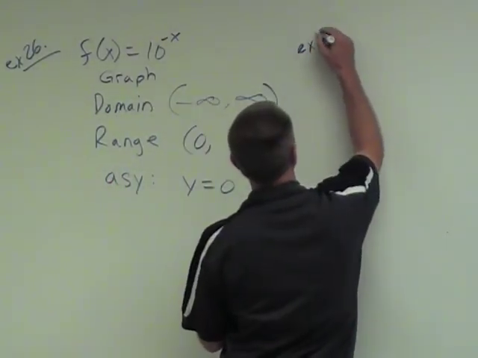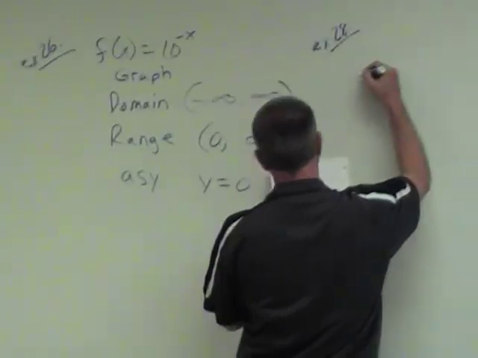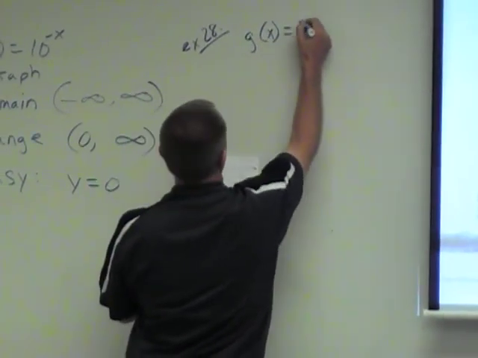Example 28. How come? Because I don't like it. Well, at least you're completely honest.